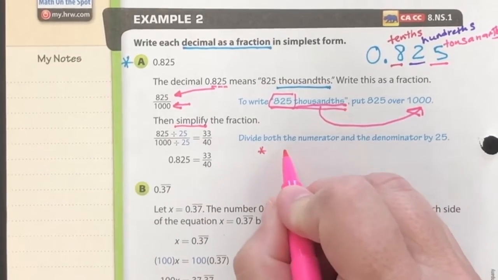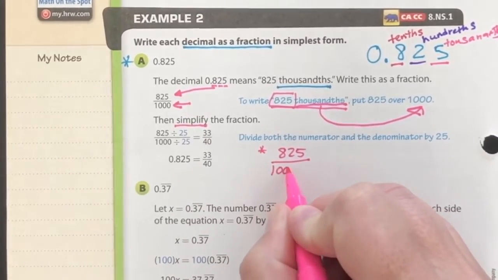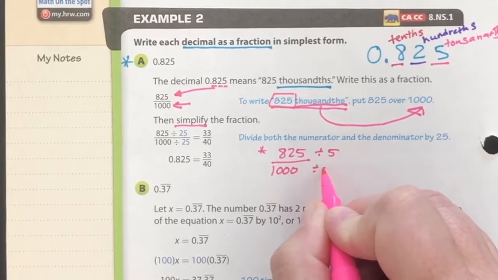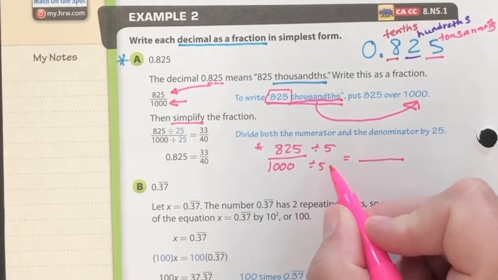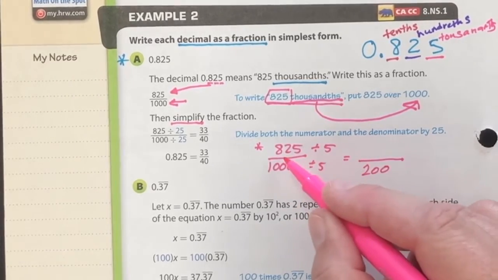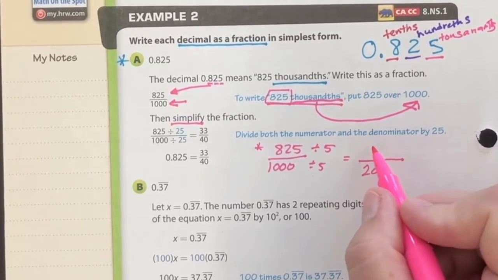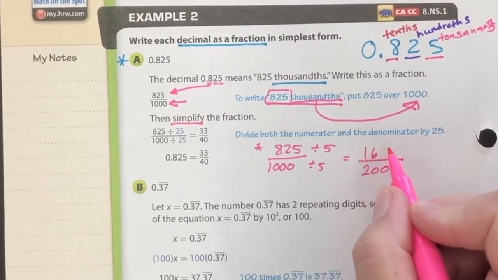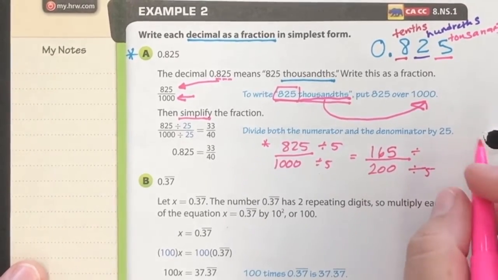But say if you didn't figure out that it was 25, I'm going to show you how you can just do it step by step by fives. You could have just divided the top and the bottom by 5. So 1,000 divided by 5 is 200. 825 divided by 5, that's going to go in 165. Both of those have 5 as a factor.